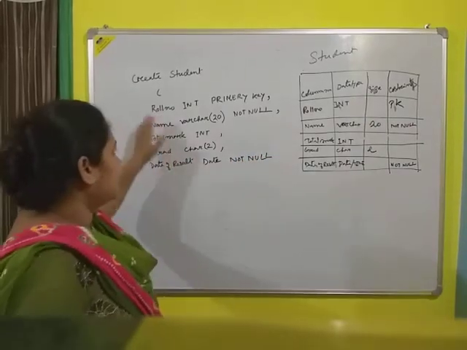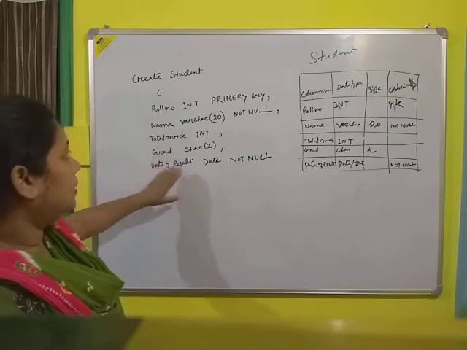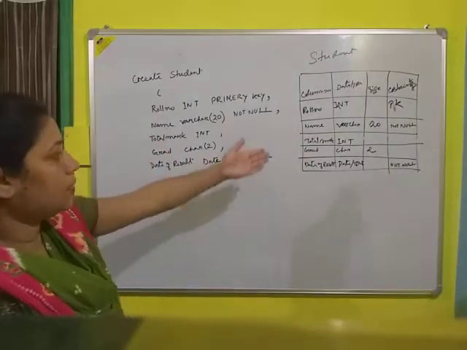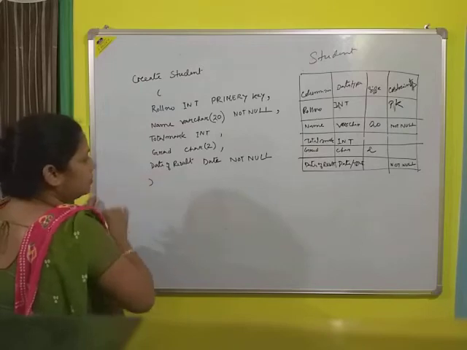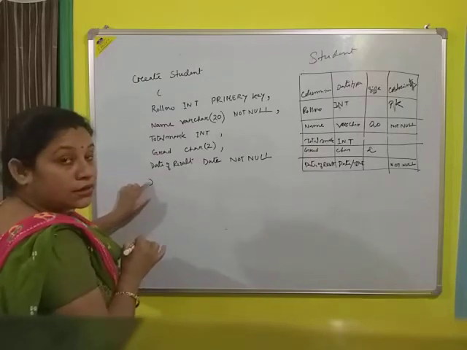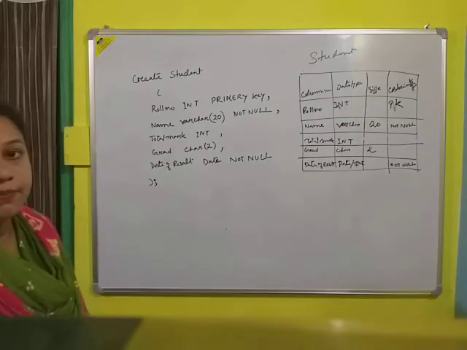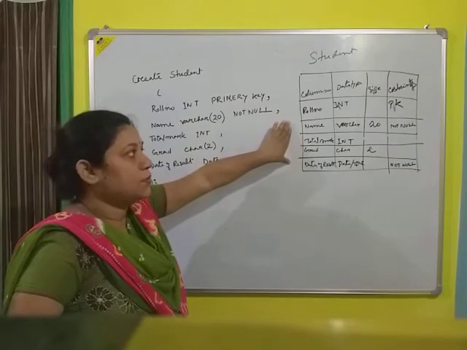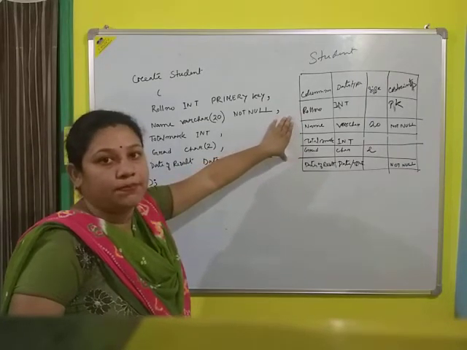Okay. So here I specify all the fields according to the question, and I end the table creation by closing the round bracket and with a semicolon. Okay. Now look at this table specification. Student, it is very easy to create the table.